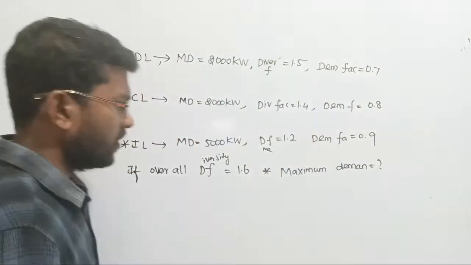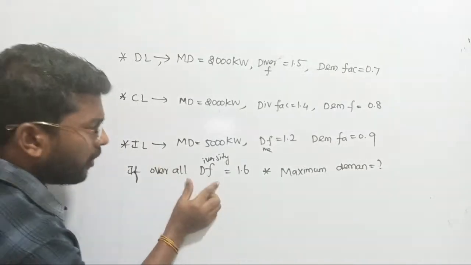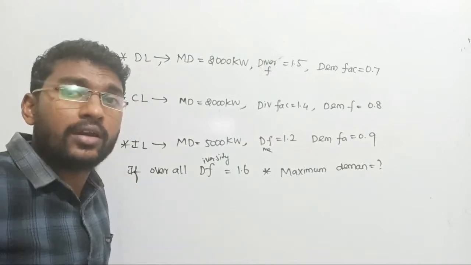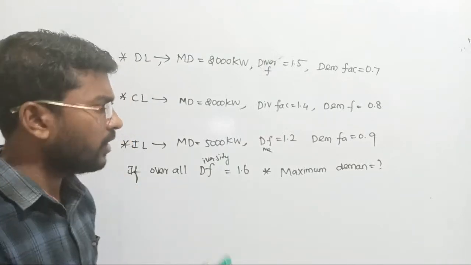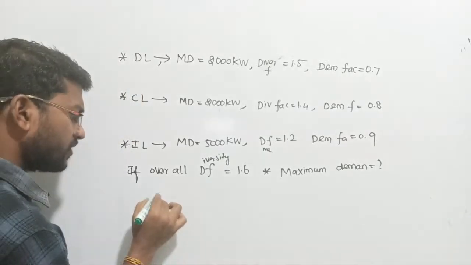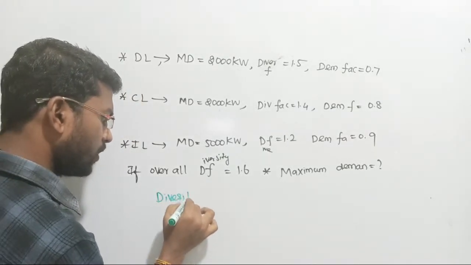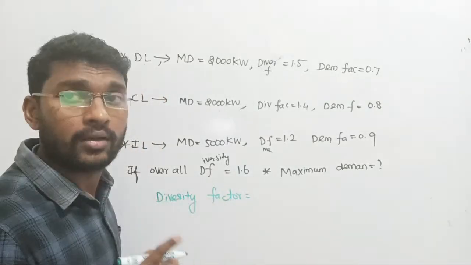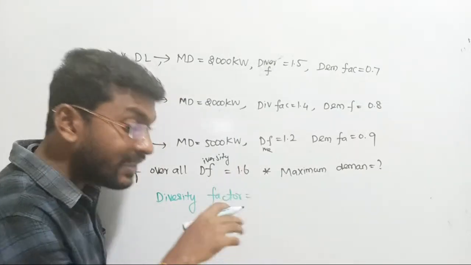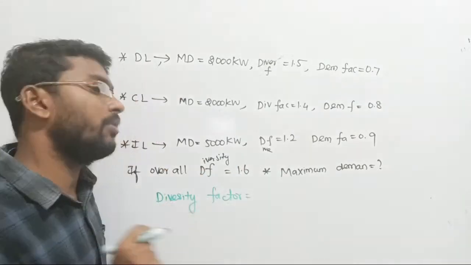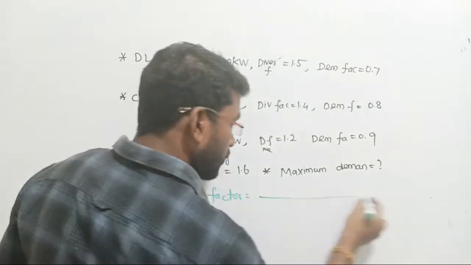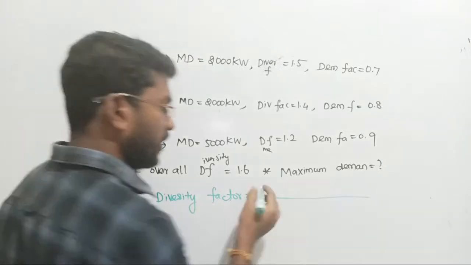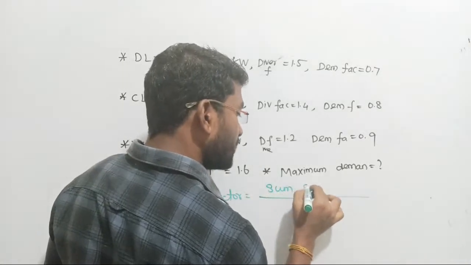Very simply, just imagine, what have they given? The overall diversity factor is given. Now just think about it: what is the formula that we saw to calculate the diversity factor? What is diversity factor can simply be written as... Frankly, this is not worth even one mark, I am telling you. It is not tested for 1 month, but you will definitely be tested for 2 months, right? You can trust me. So see here, diversity factor. What is the formula? Diversity factor can be written as the sum of individual maximum demands.